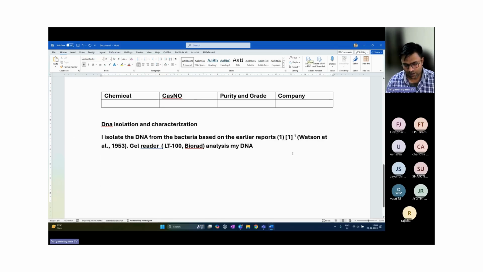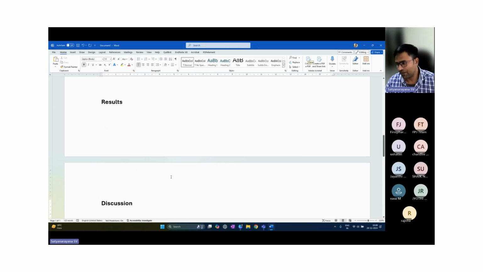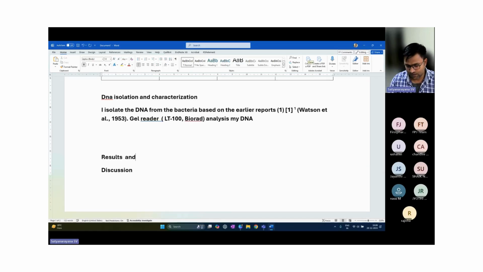So later, coming to the results. Some journals will ask you to write the results and the discussions under the same heading. But some journals may ask you to provide the discussions in a separate section. But usually the majority of the journals ask you to add the results and discussions in the same section. So what exactly does the discussion mean?